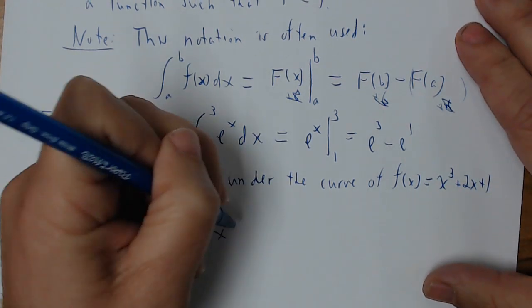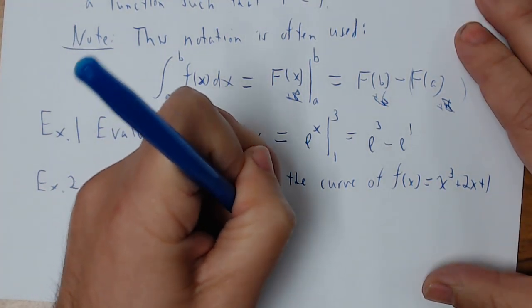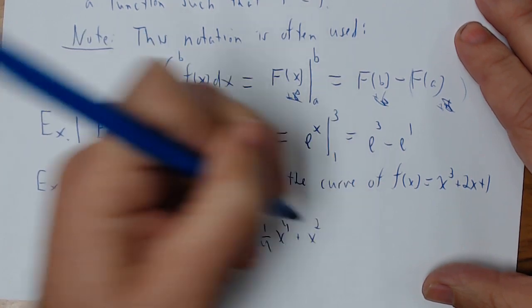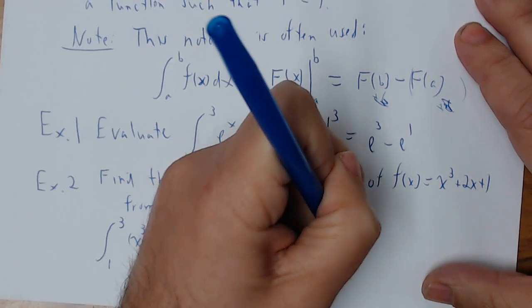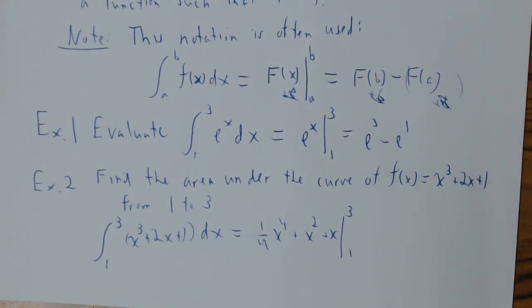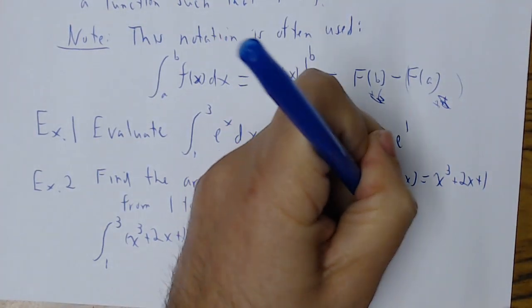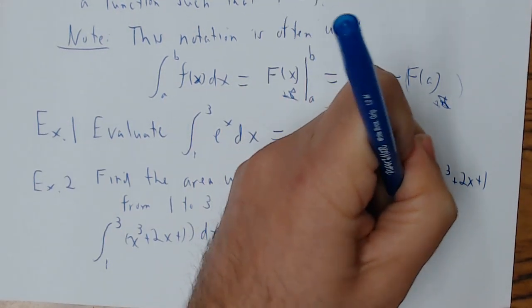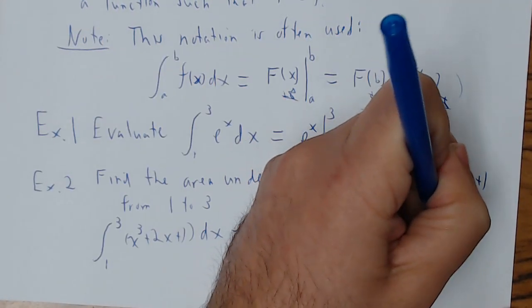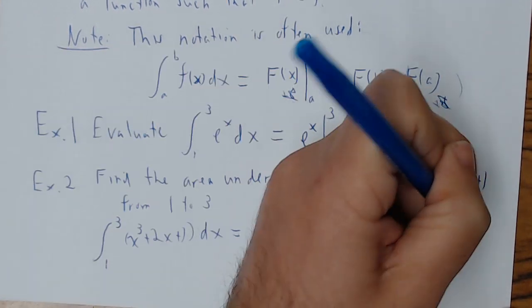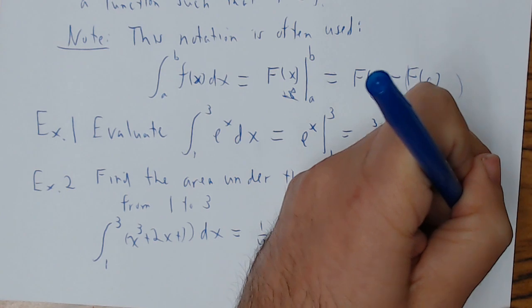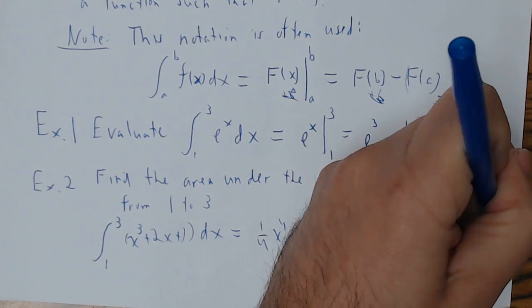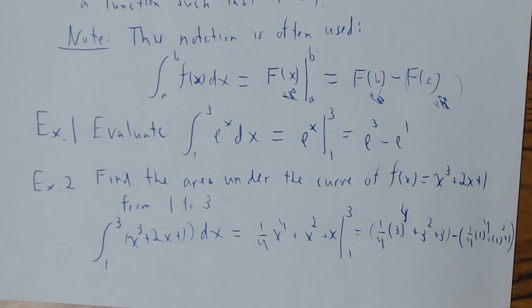Okay, so now let's do that. We find the antiderivative, which would be 1/4 x to the 4th plus x squared plus x from 1 to 3. So now I'm ready to plug in upper limit minus lower limit. So this would be 1/4 times 3 to the 4th, not cubed, plus 3 squared plus 3, all of this minus 1/4 times 1 to the 4th plus 1 squared plus 1. And then once you do that, now you simplify this.